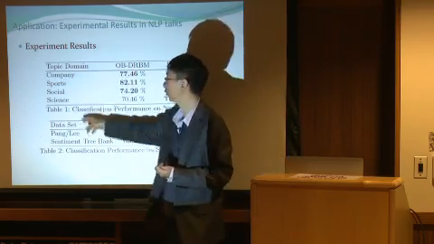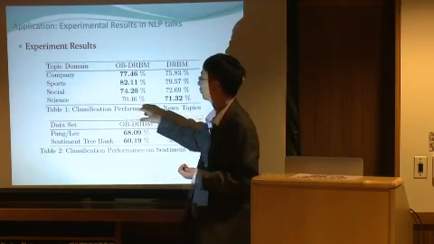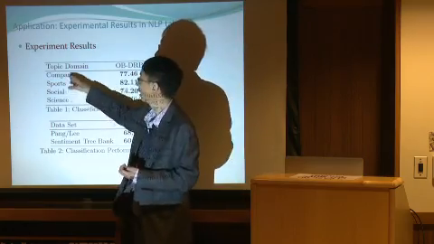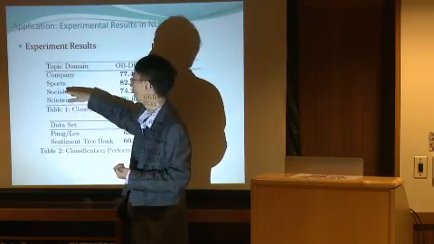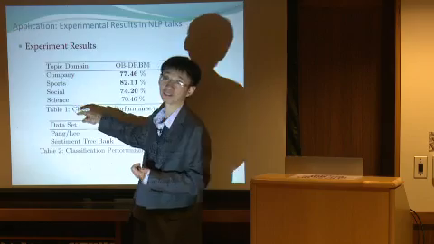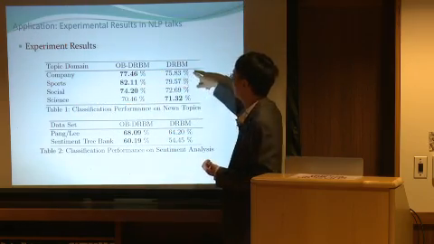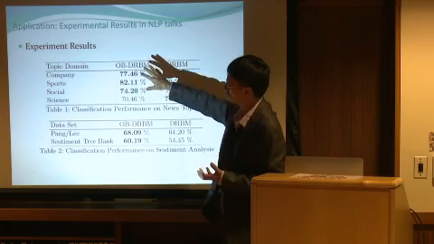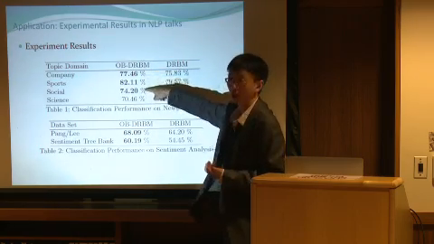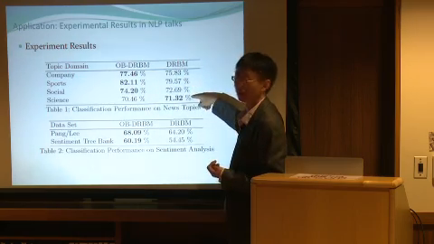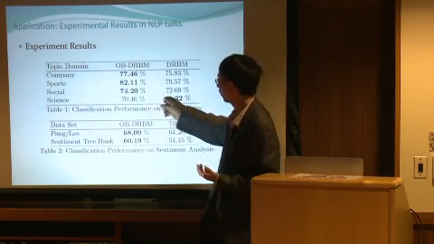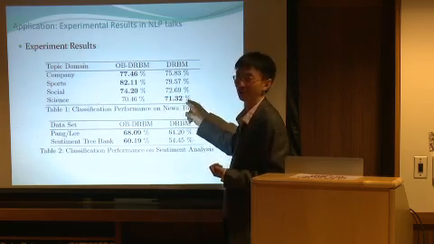For example, this is news, right? Then we want to classify those news articles into different types or topics, like company, sports, social science, okay? Then with ontologies, among 4 topics, 3 of them with ontology are better than without ontologies, right? Only one, for some reason, we didn't beat it, right?